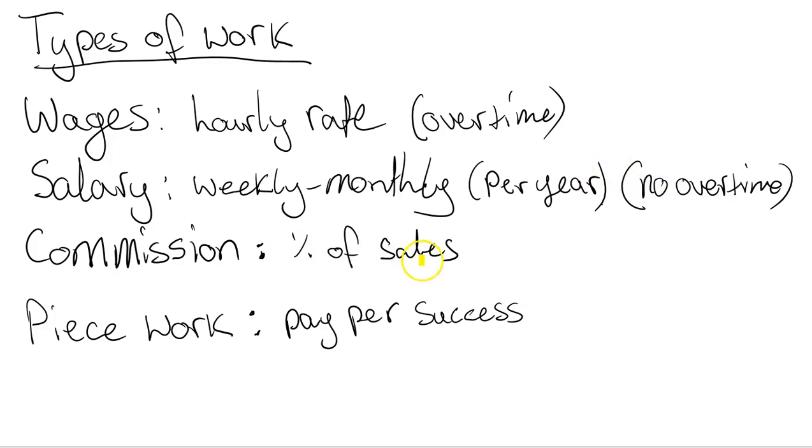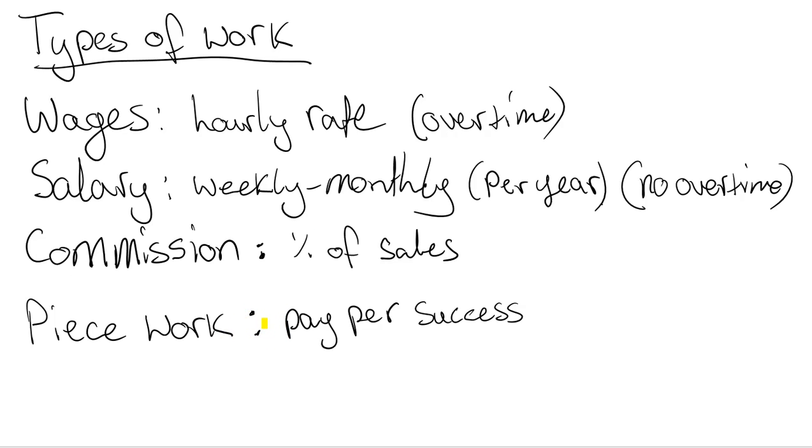Commission, which is a percentage of sales, and sometimes with commission there's what's called a retainer, which, as it might sound, is designed to retain the staff, because 100% commission-based pay is pretty rough. And then we have piece of work, which is just a pay per success or per whatever work is done.